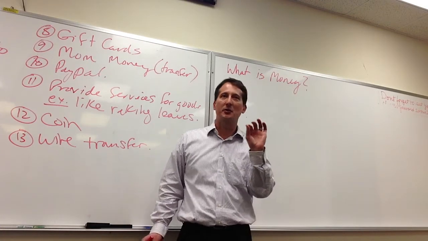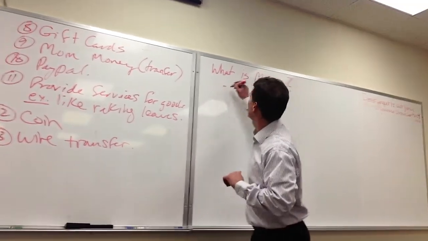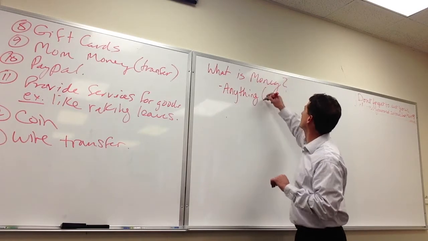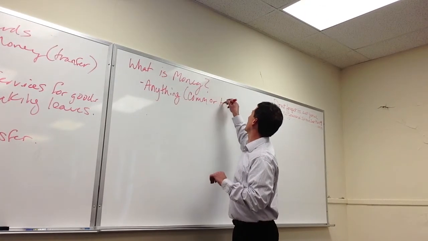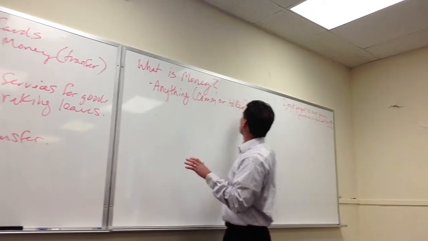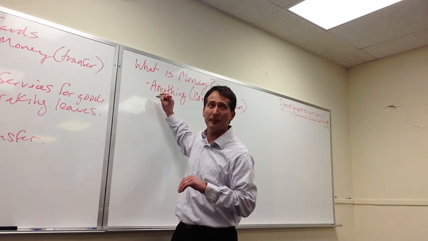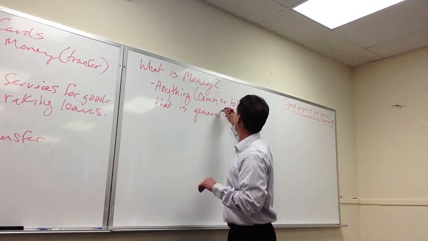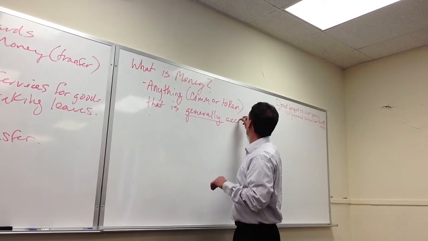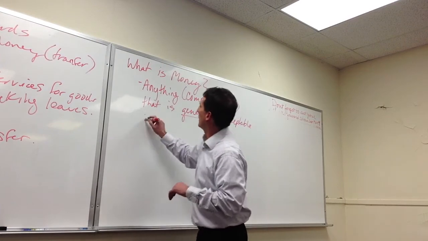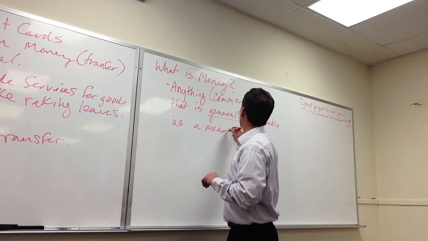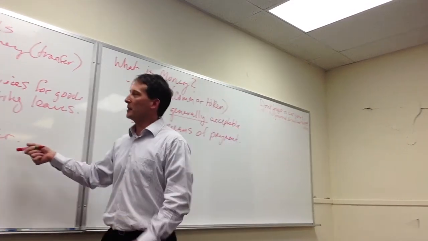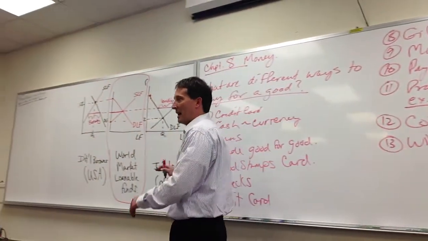Okay, well, I want to hang on our words real closely. Mo, give it to me again. Okay, hold on, slow down. Commodity or token, I guess I'll go back to here. So anything, commodity or token, and then what's the next word? That is generally acceptable. Acceptable as what? As a means of payment. Are all items 1 through 13 money?